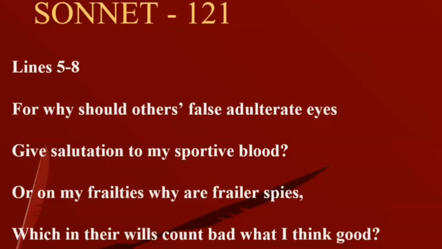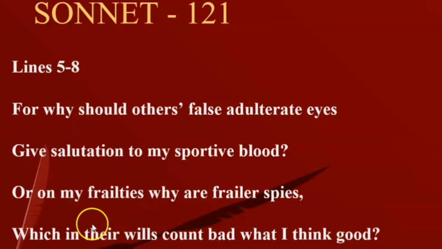Because you are more frail. That means you are weaker than me. Right? You have many weaknesses when you compare me with yourself. So when you are such a dirty person, such a vicious person, and you have been involved in many kinds of such things, who are you to judge me? Who are you to comment about me? Who are you to evaluate my behavior? That's what the poet says, angrily.